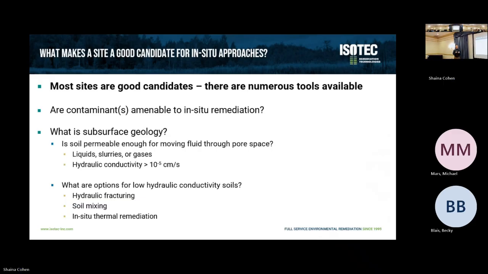evaluation. We also have to ask what the geology and hydrogeology are like. Can we move fluid through a pore space? That fluid can be liquid, slurry, or gas, but we want to be thinking about the hydrogeology, the permeability, the effective porosity. And even if there are low hydraulic conductivity sites, we have remediation alternatives for those as well: thermal remediation, fracturing, soil mixing, or even just excavation.